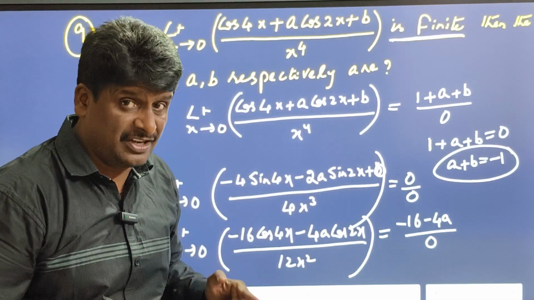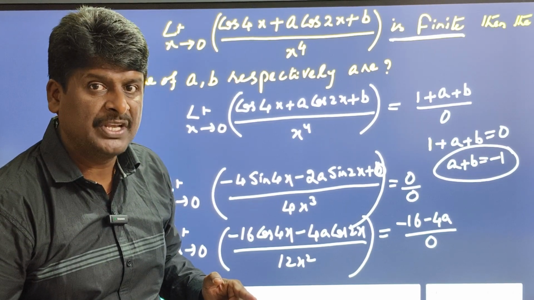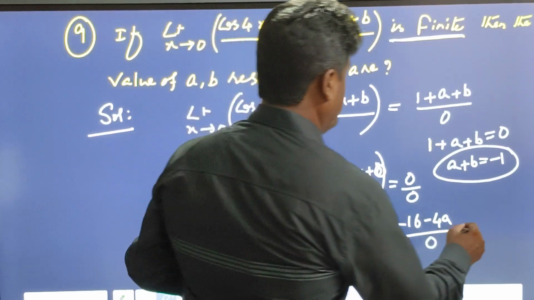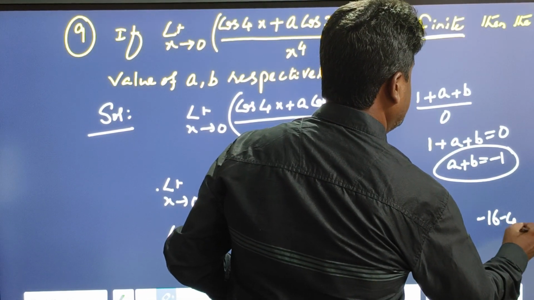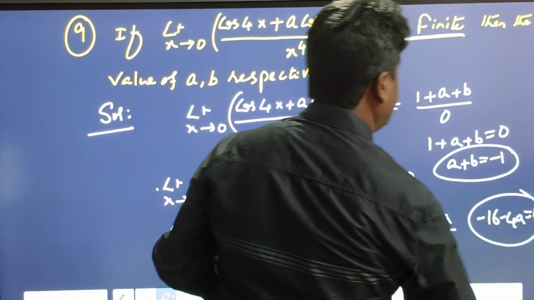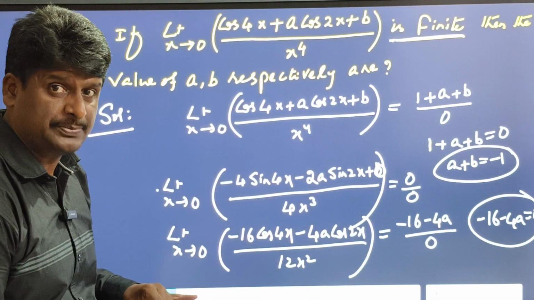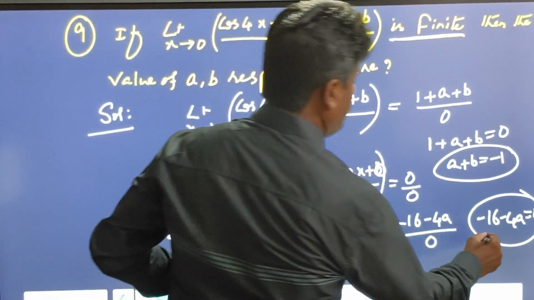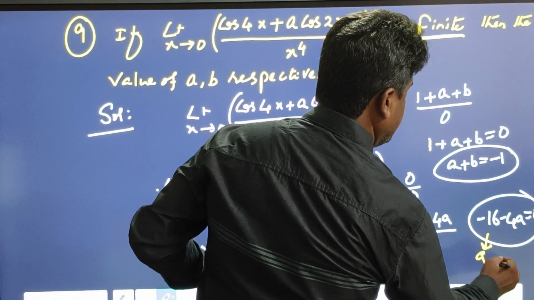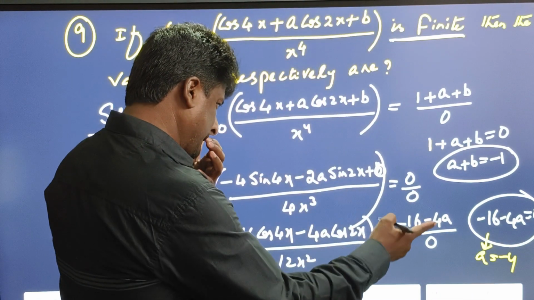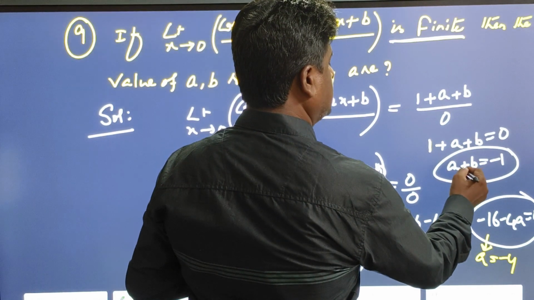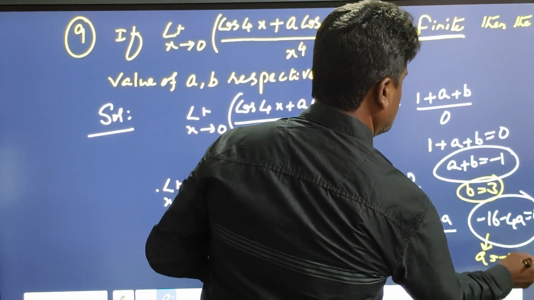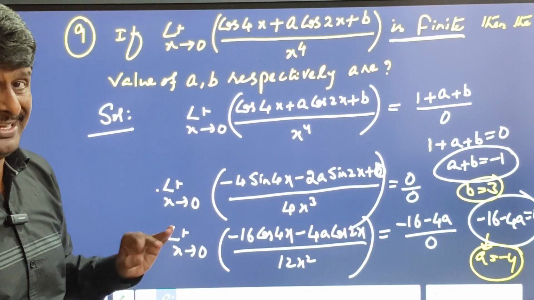We have to proceed with L'Hospital till we get a finite value. We have to continue this procedure. In order to get 0 by 0 form, the numerator must be equal to 0. Then only it is possible to use L'Hospital, and then only we get a finite limit. That's why from this a is equal to minus 4. Substituting here, b is equal to minus 4 plus 1, 3. So these are the values of a and b.